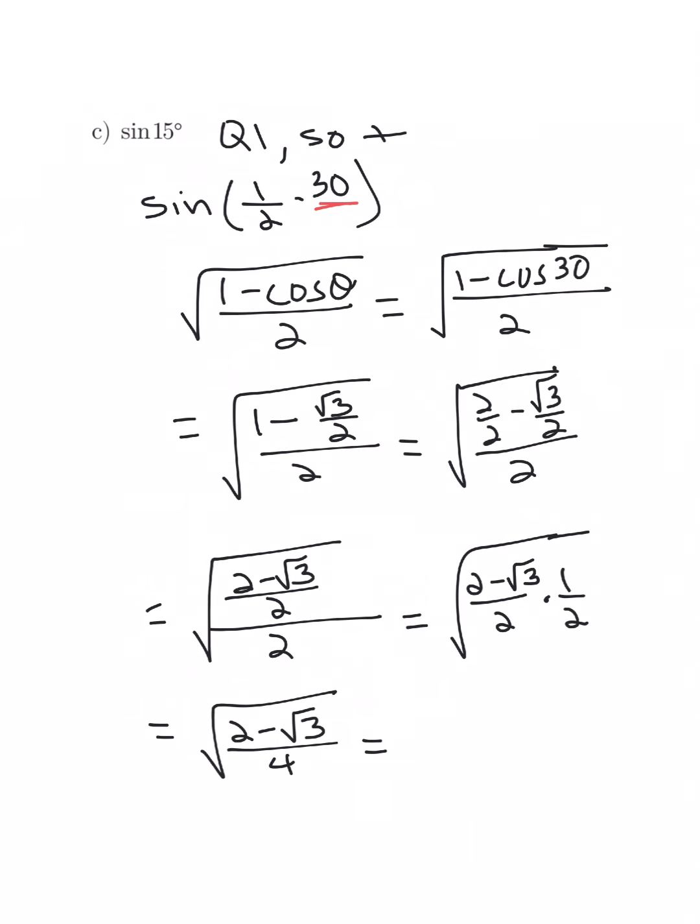Split that up like we did on the last problem. You will have the square root of 2 minus the square root of 3 over 2. That is your final answer.